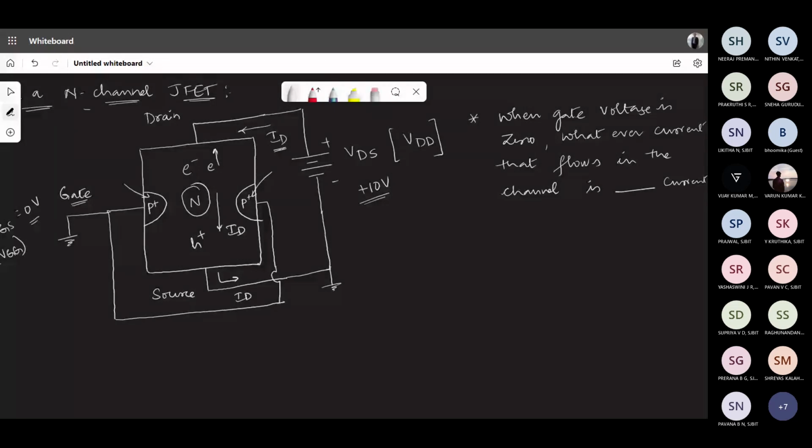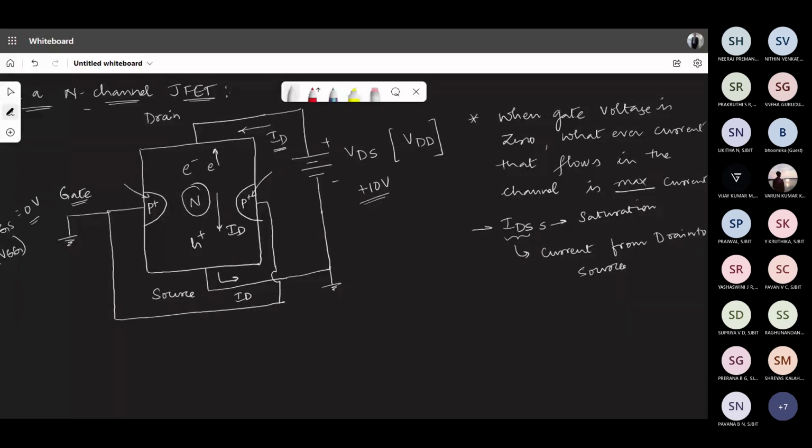Maximum current. Exactly. It will be the maximum current. And that maximum current is indicated as what? IDS. Yes. IDS stands for current from drain to source, or the current which flows between drain and source, and this S stands for saturation value.